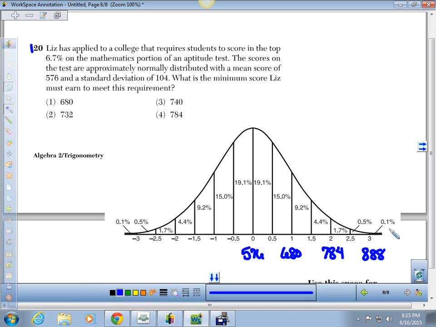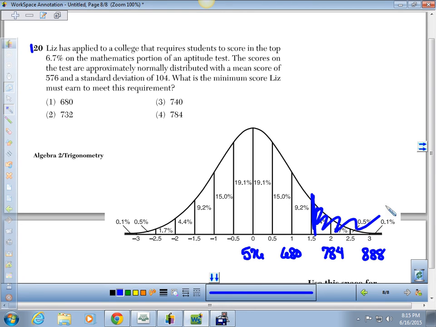So we're going to start up here and work our way back in. And what are we going to be adding? Percentages until we get as close to 6.7 as we can. So 0.1 and 0.5, so there's 0.6. So add for me 0.6 and 1.7. 4.4. There we go, 6.7. We've got to be up above here.